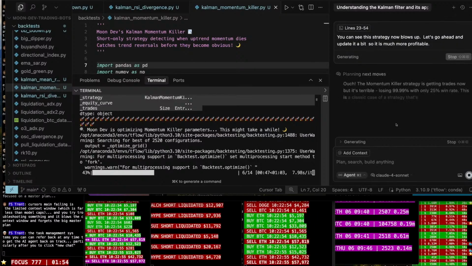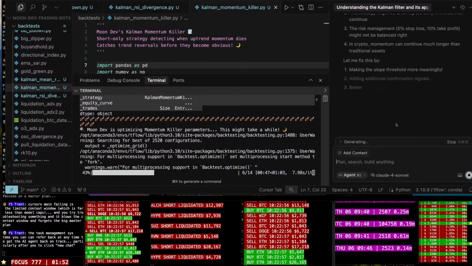I want to figure out how to use the Kalman filter because it came from somebody that I really respect in this game.